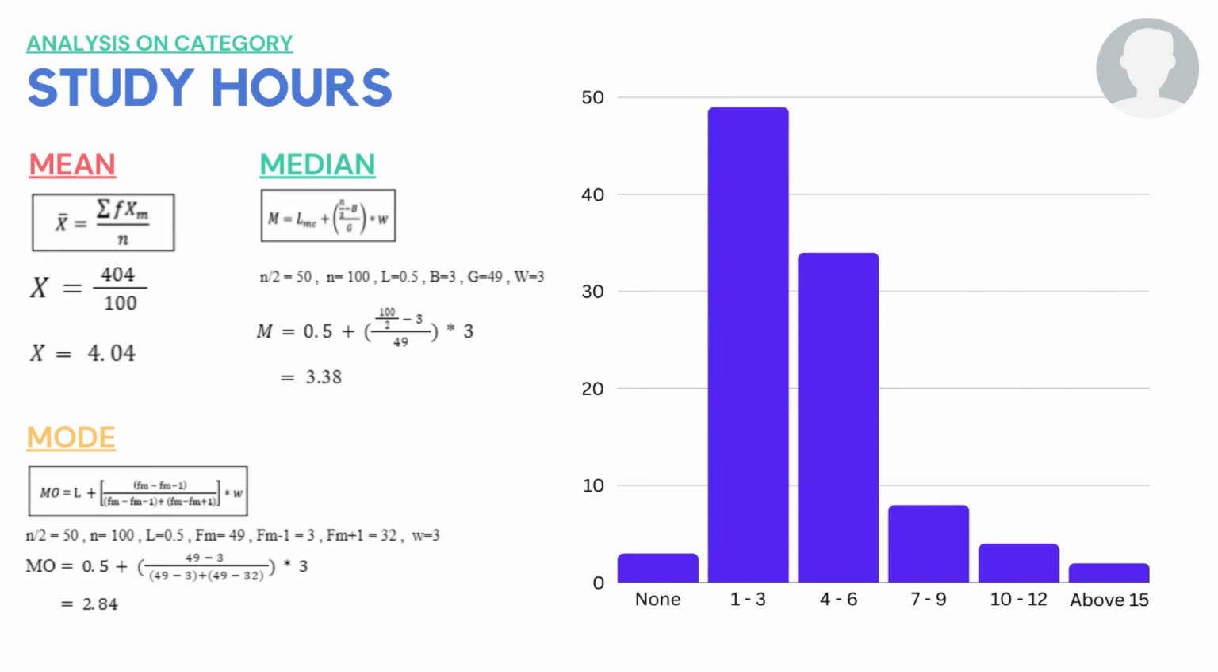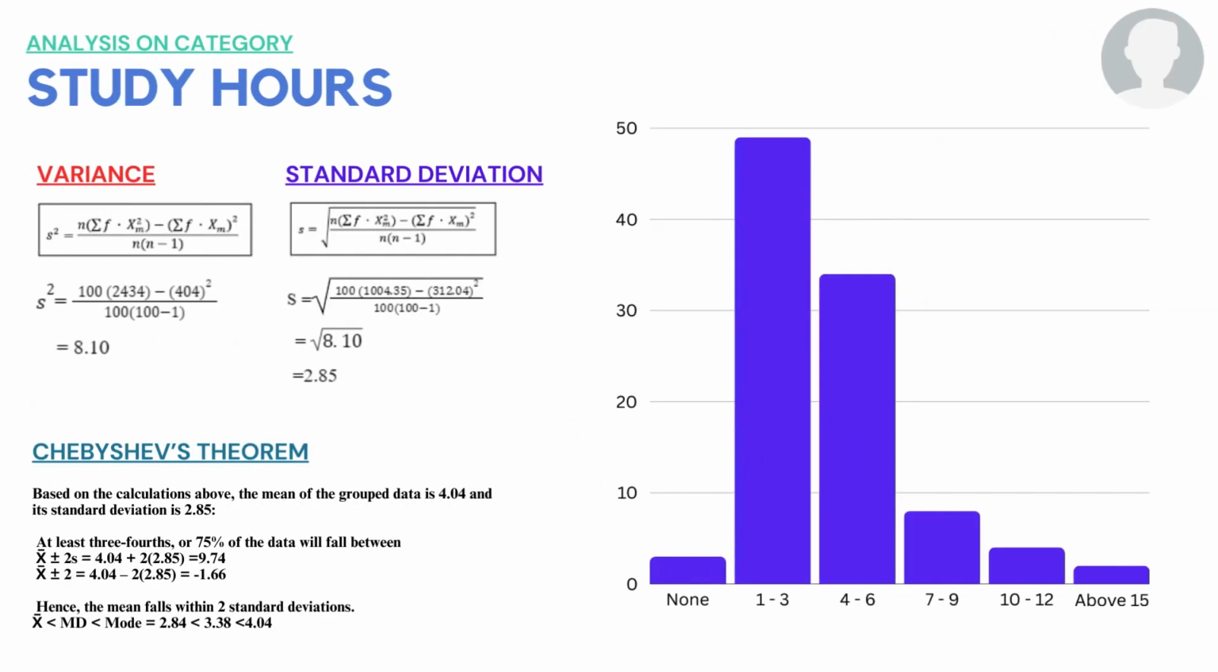Next, for second analysis on category study hours that we collected from 100 respondents. Based on calculation above, the mean is 4.04, the median is 3.38, and the mode for this graph is 2.84. The variance is 8.10 and standard deviation is 2.85. Based on Chebyshev theorem, at least 75% of the data will fall between negative 1.66 and 9.74. Hence, the mean falls between two standard deviations.